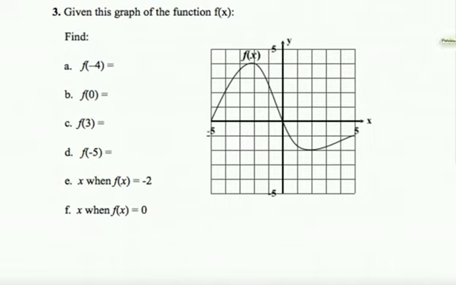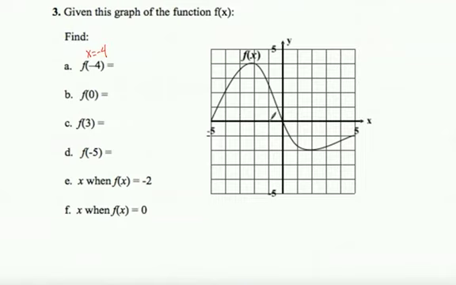Number 3 asks us, given this graph of the function f of x, find, and then we need to locate each of those coordinates on our graph. So we've got f of -4. Remember that the number in the parentheses is just like our x. So what that means is we want to find x equals -4. So to find x equals -4, we would go on the x-axis, locate -4, and then find what's happening at the graph at x equals -4.